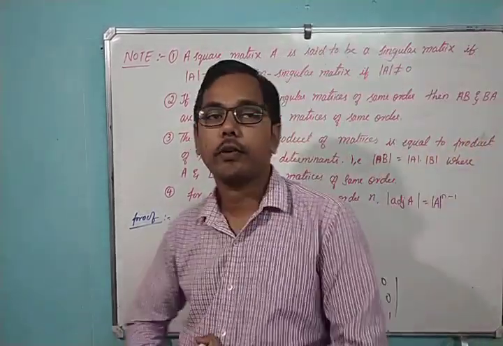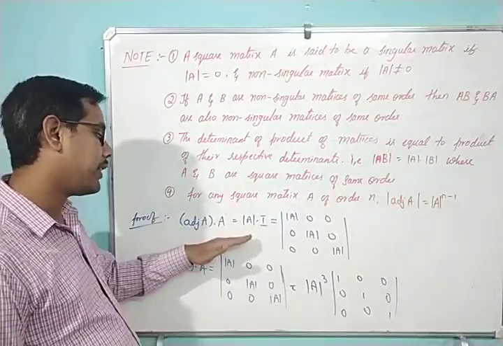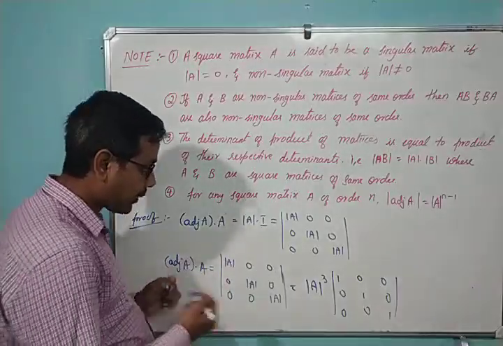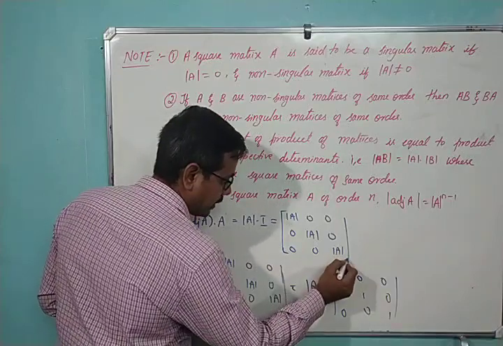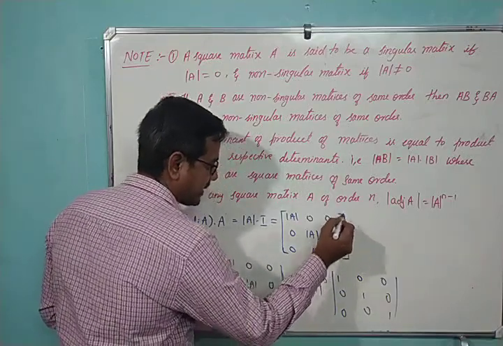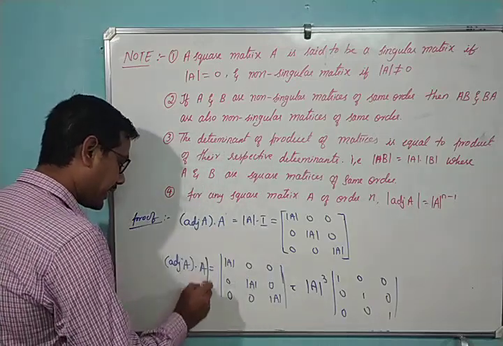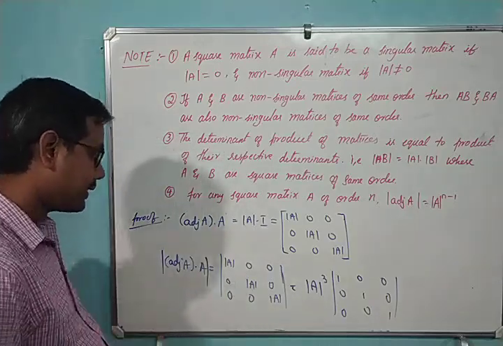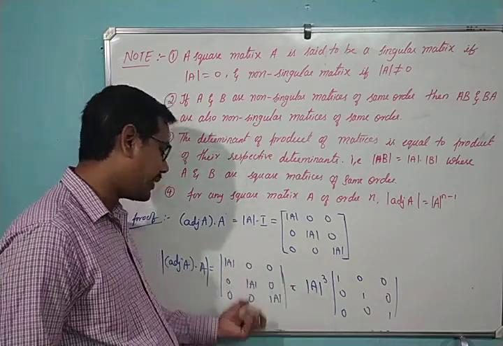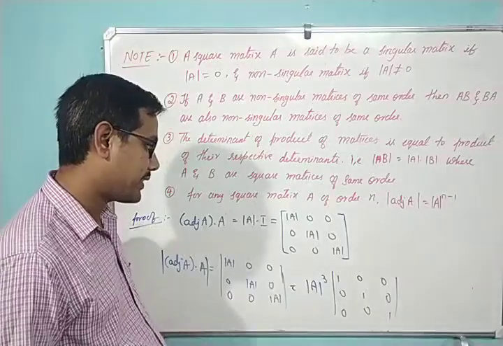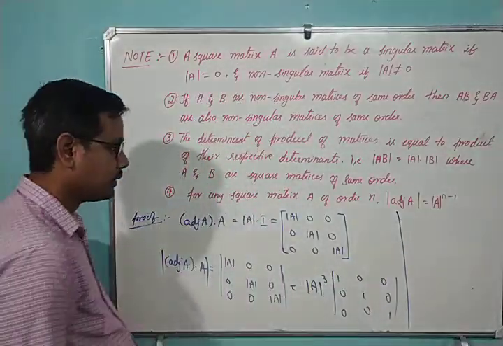So friends, I hope you have taken it down. See what was there here? Adjoint A into A. There is a small correction here. Adjoint A into A is determinant A into I. What is determinant A into I? This will be a matrix. Make this correction. This becomes a determinant when I take determinant on both sides. Then only it can come out as determinant A, determinant B, determinant C from both the sides, right?